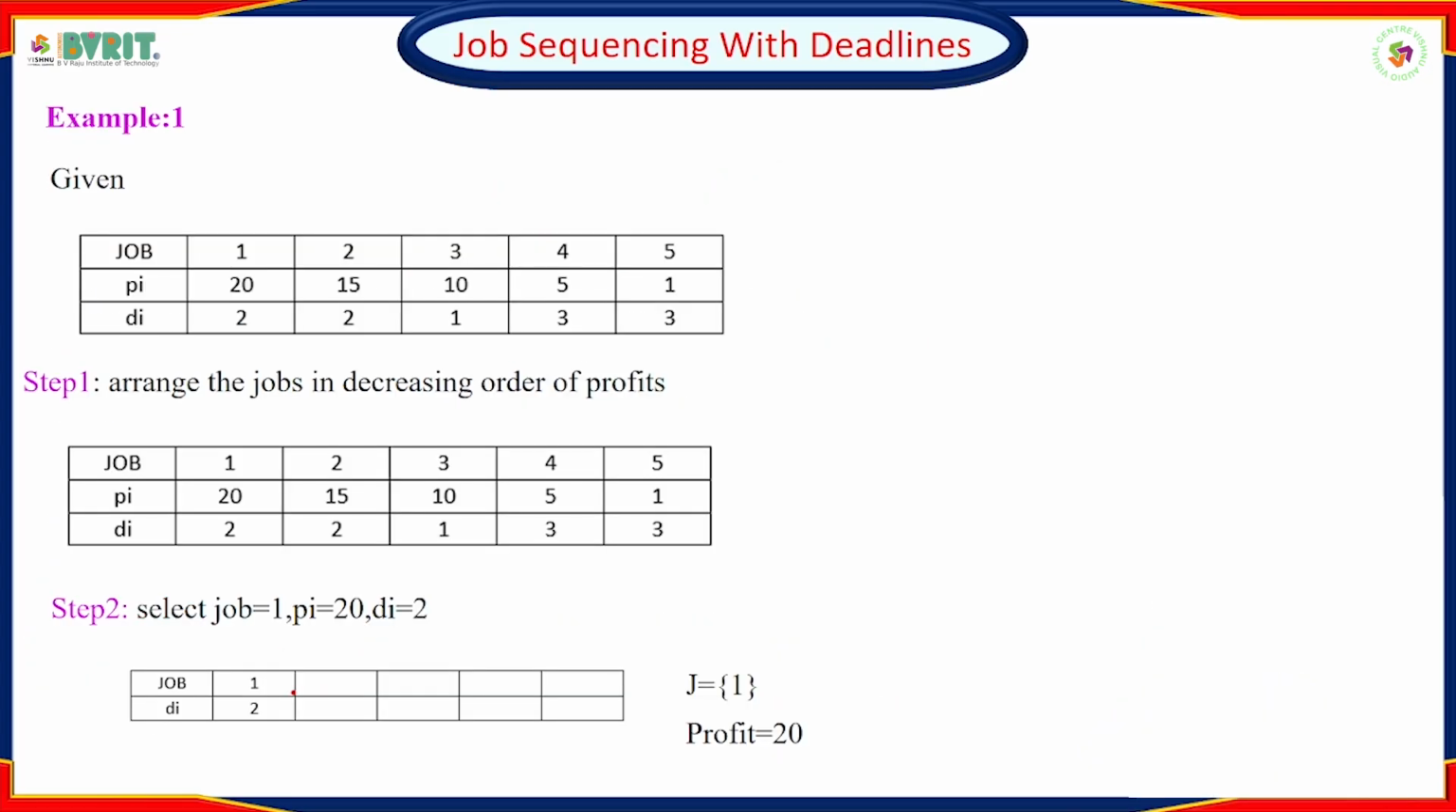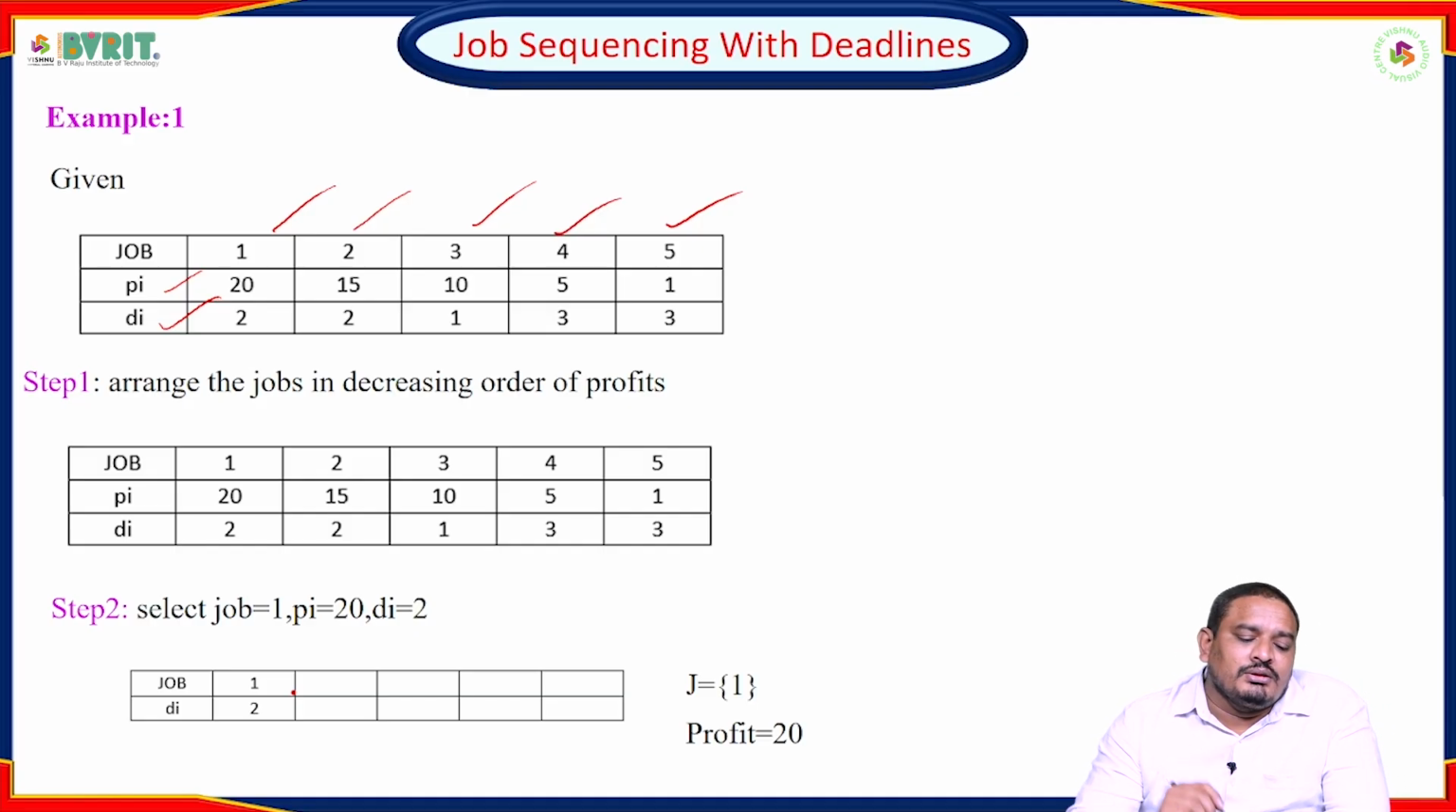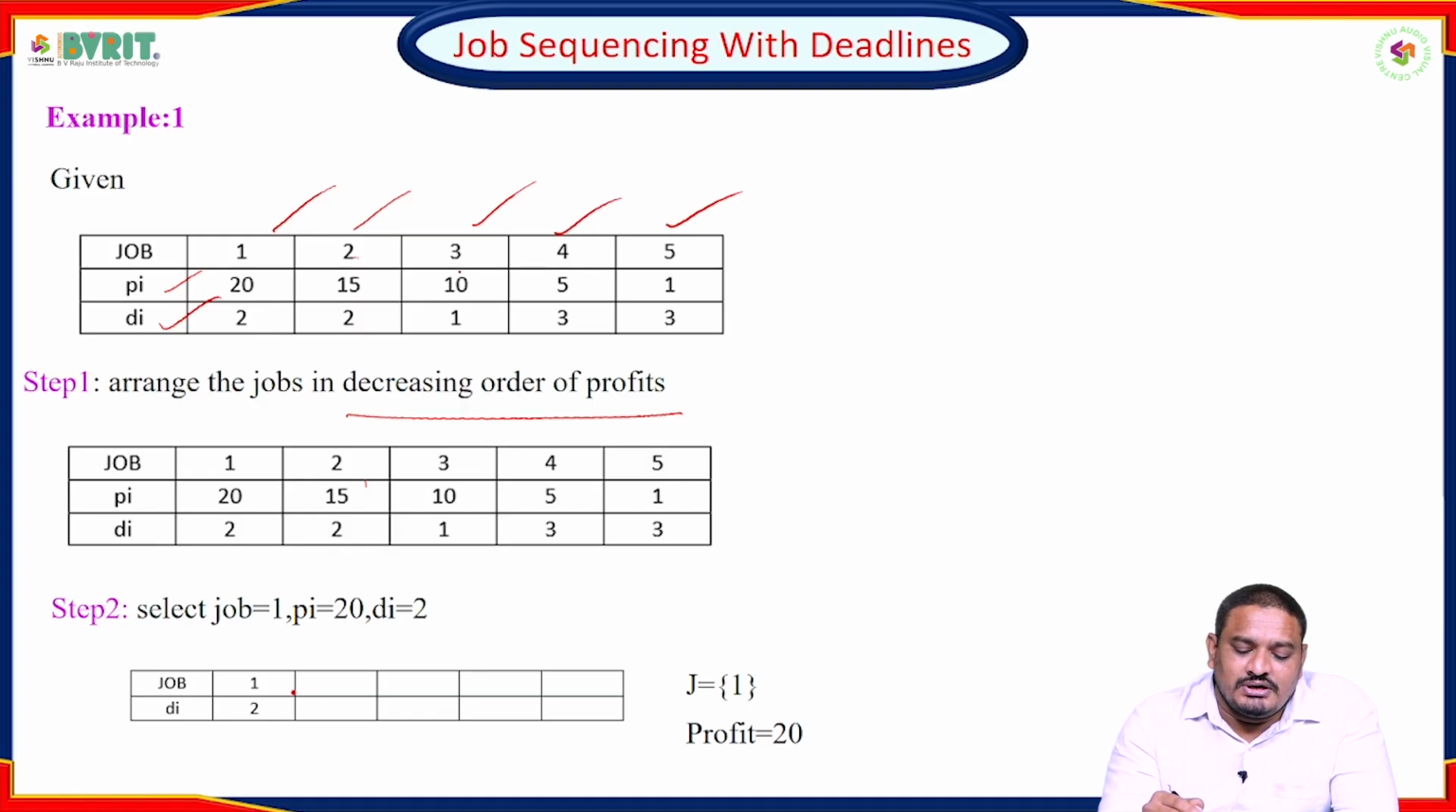So, the first example: the given jobs are 1, 2, 3, 4, 5 with profit and deadline. What is the first step? The given jobs are arranged in decreasing order of profit. The first job is 20, 2. The second job is 15, 2. The third job is 10, 1. The fourth job is 5, 3. The fifth job is 1, 3. So the jobs are in decreasing order of profits.